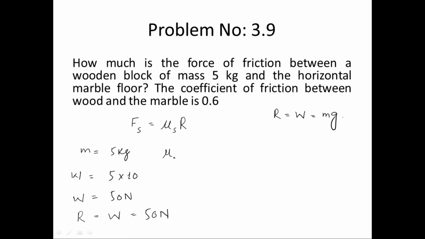Mu s, the coefficient of friction, was given to us as 0.6 between the wooden block and the marble floor. By putting the value, we will get the value of static friction: mu s into R, 0.6 multiplied by 50 Newton is equal to 30 Newton. The force of static friction is equal to 30 Newton.